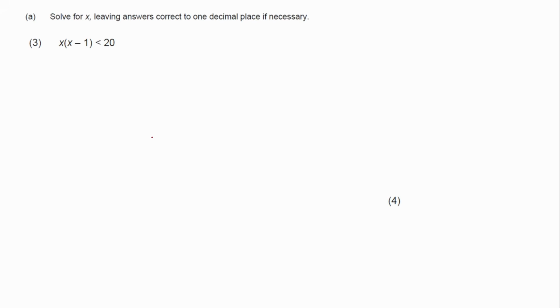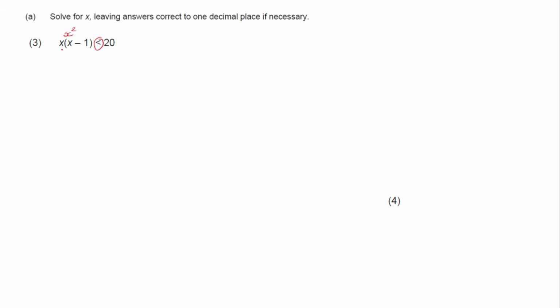Again, in this next question, we're solving for x, and we're leaving our answer to 1 decimal place if necessary. So we need to be a bit careful here. We're dealing with an inequality. It's no longer an equal sign, it's an inequality sign. And we're going to be dealing with x squared. So we need to be careful when we're dealing with an inequality that has x squared.